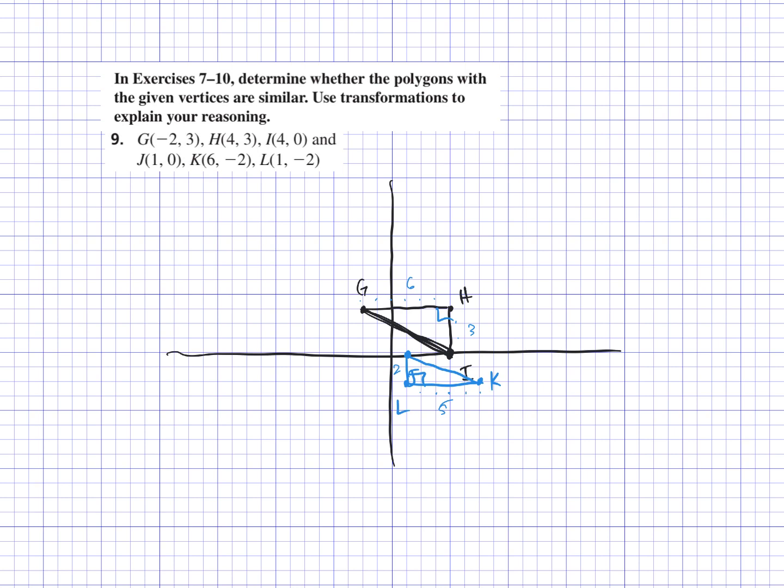All right. So what do we get for our slopes? Those are vertical and horizontal. What about the slope from I to G? So it goes down 1, 2, 3 and over 1, 2, 3, 4, 5, 6. So negative 3 over 6. What about I to K? Is down 2 and over 5. So negative 2 fifths. So the slopes are definitely not the same.